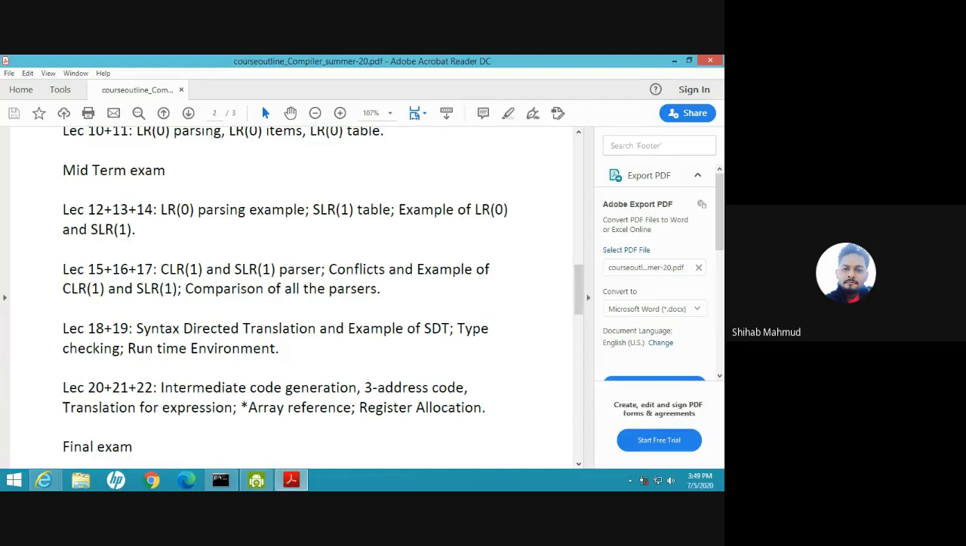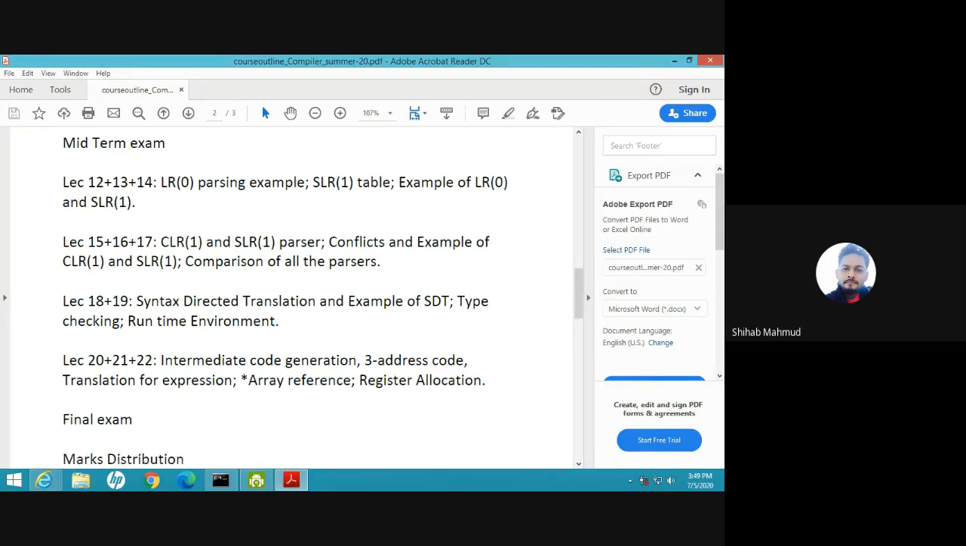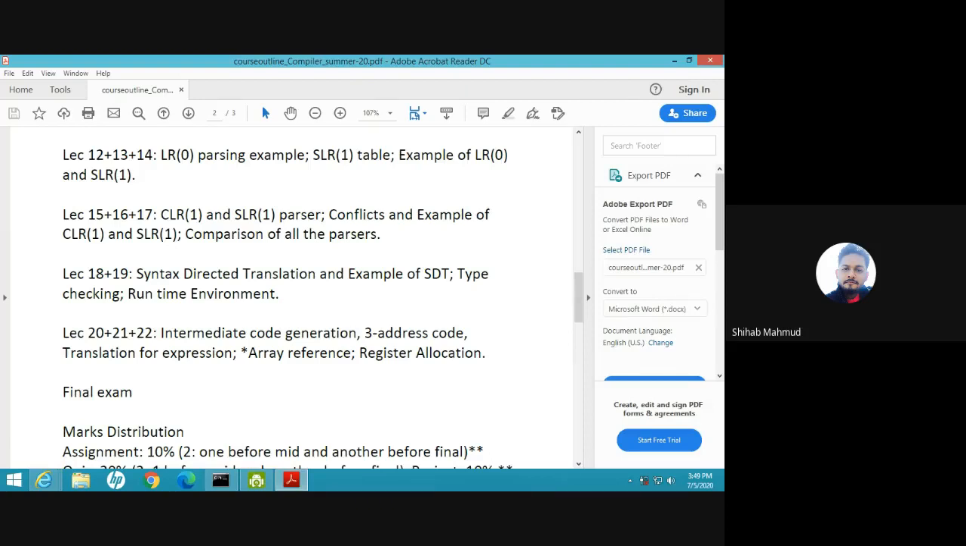Okay. So after midterm, we'll continue with bottom-up parsers. We are going to study more on LR0 parsing. Then we'll study SLR1 parsing and construct the SLR parsing table. Then we are going to study CLR1 parsing. Then we'll introduce different kinds of conflicts. Conflicts are actually problems in parsers. Some grammars cannot be parsed because of conflicts. So we are going to deal with the details of parsing and conflicts. After that, all the parsers are done.